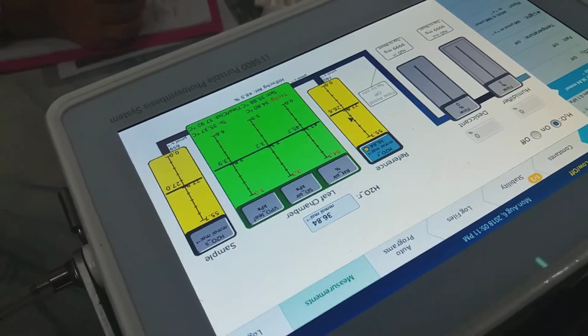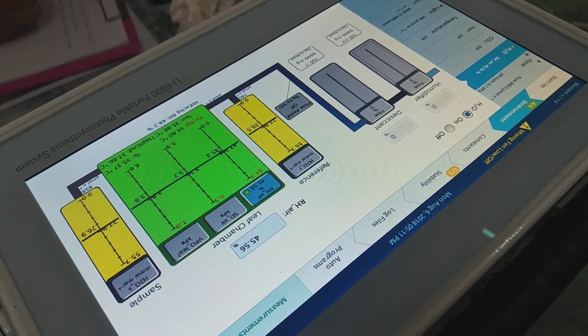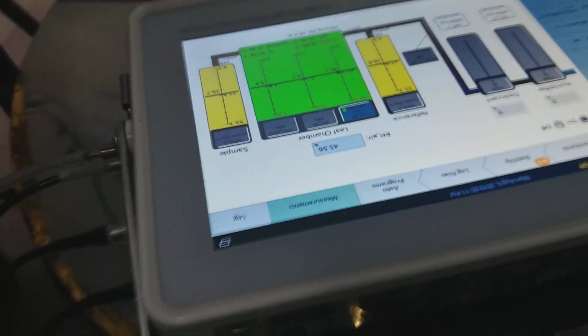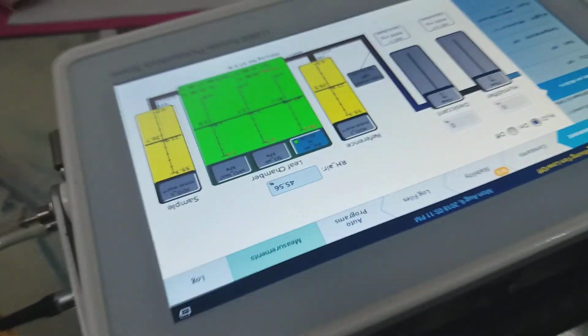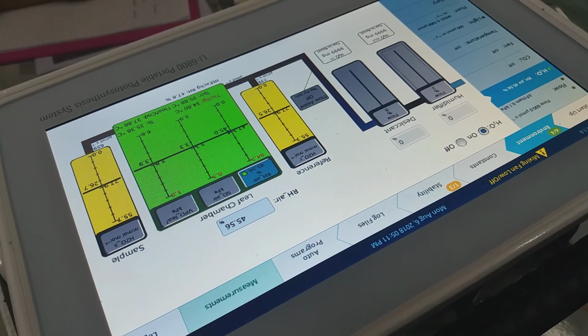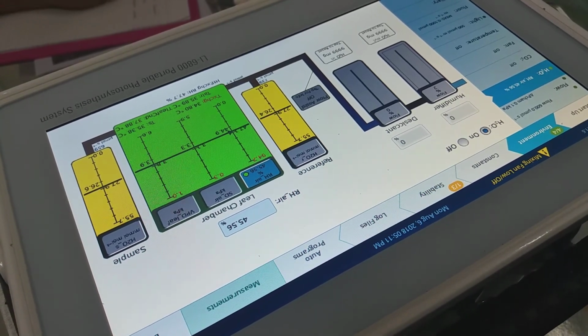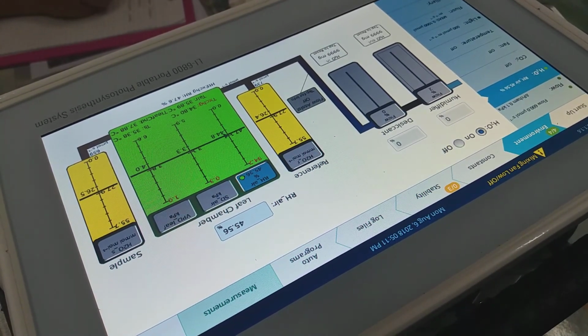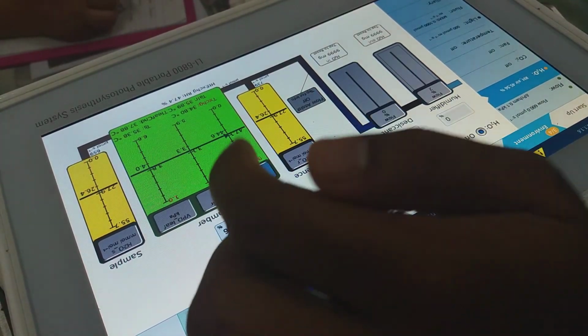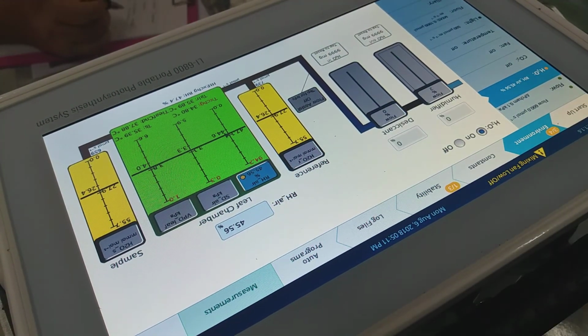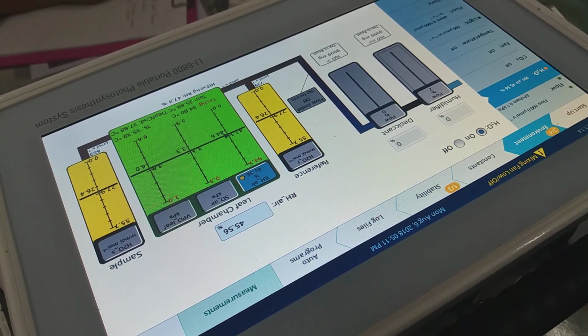Most of the time, you are going to set this RH air. RH air means the relative humidity inside the measuring chamber. It says RH air there, kind of like RH sample. And then the second thing that you can control is the SDA. SDA means saturation deficit.